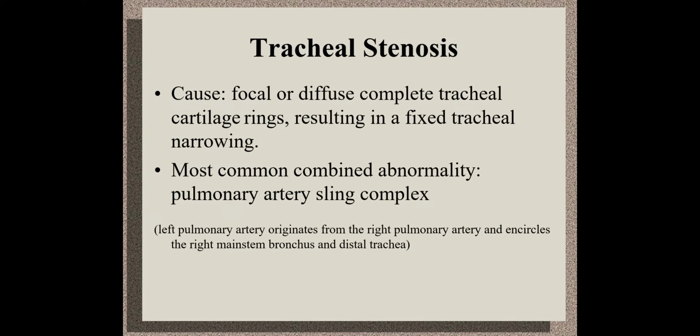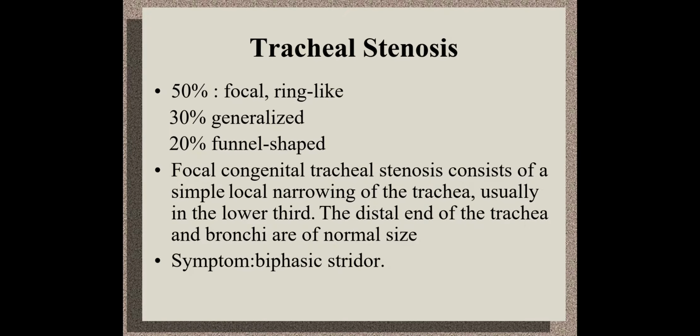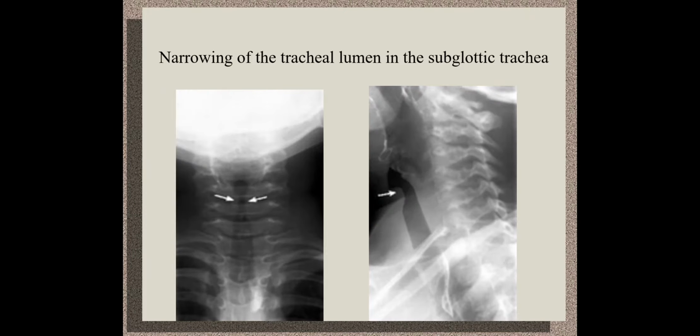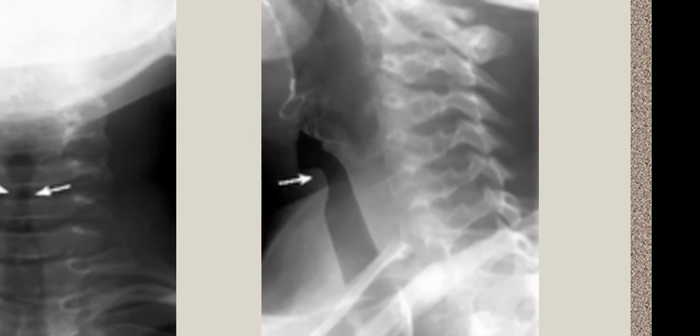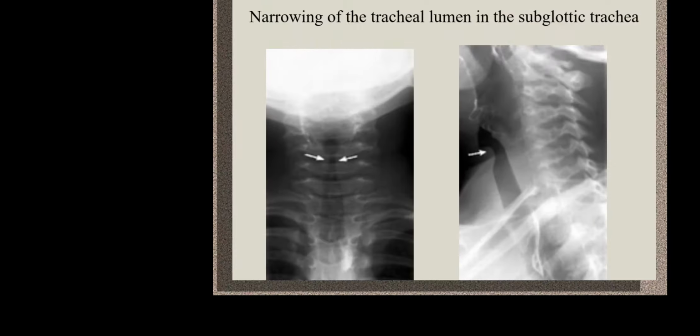Tracheal stenosis causes focal or diffuse complete tracheal cartilage rings, resulting in a fixed tracheal narrowing. Most common combined abnormality, pulmonary artery sling complex. Tracheal stenosis: 50% focal ring-like, 30% generalized, 20% funnel-shaped. And narrowing of the tracheal lumen in the subglottic trachea is shown by this X-ray.